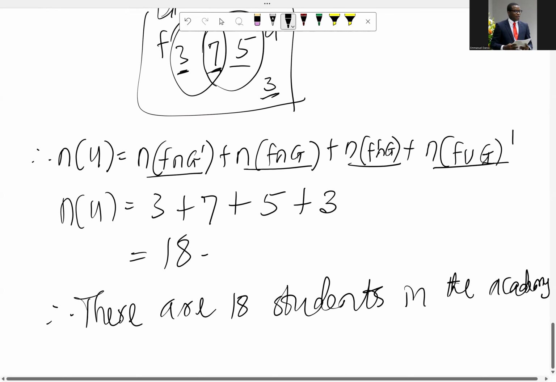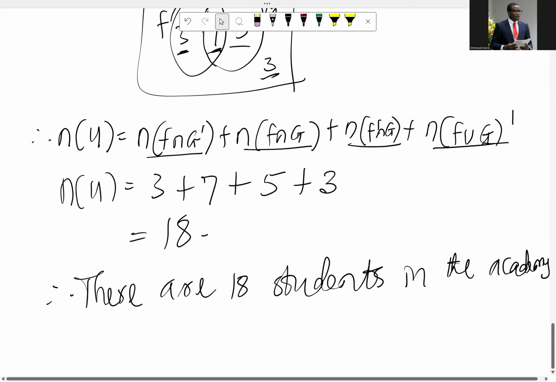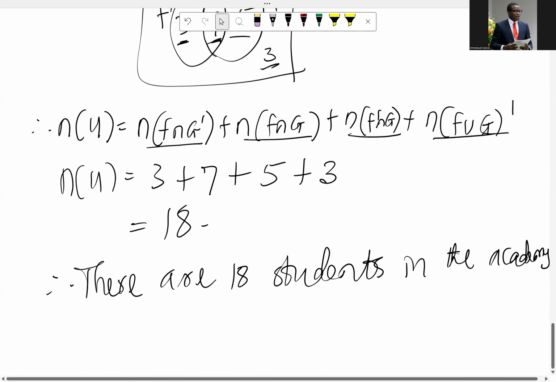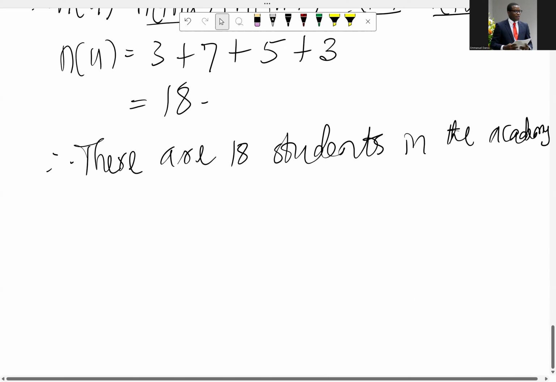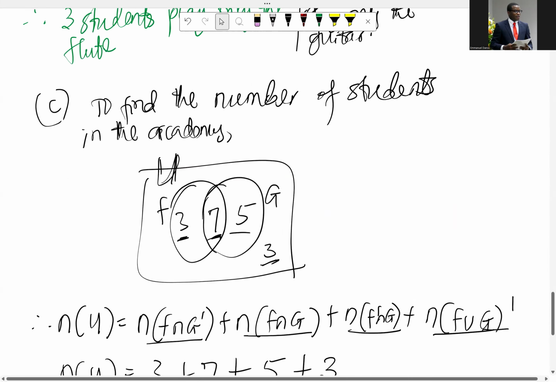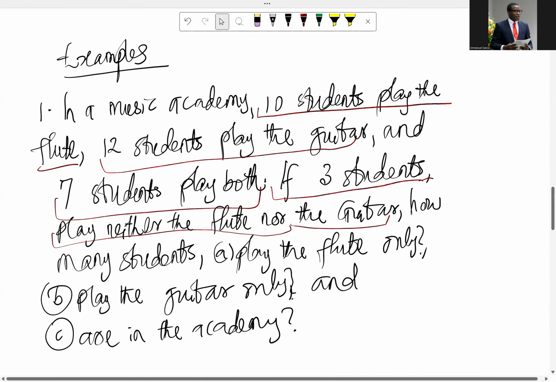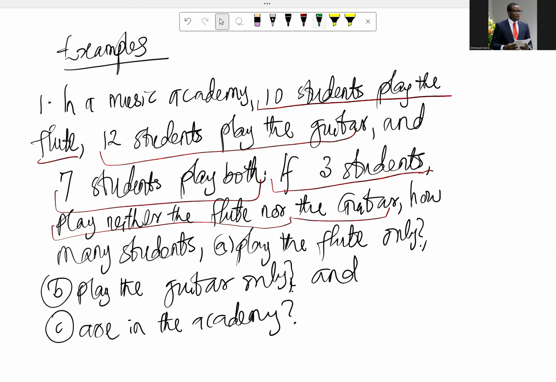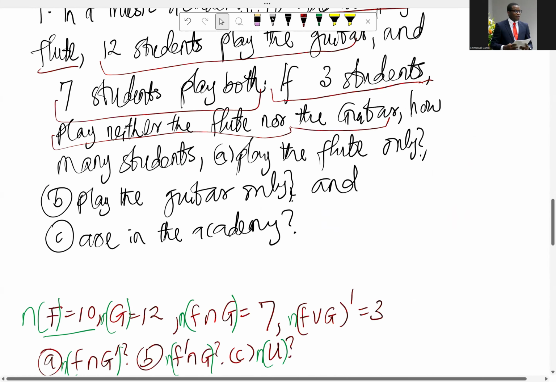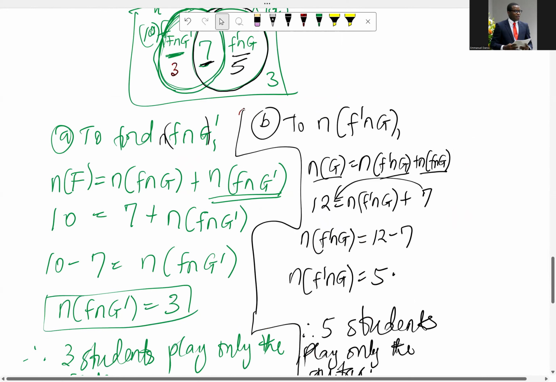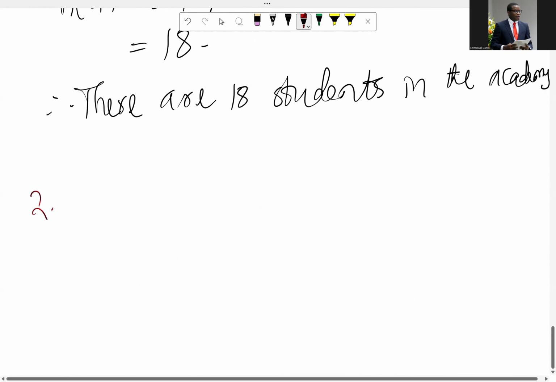Okay, so example 2. Now I guess I think it's better I use another question, because I was thinking of twisting this question again, but it's okay. Let me take another example. Let's say example 2 now.